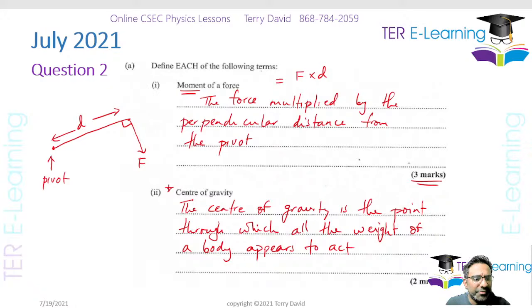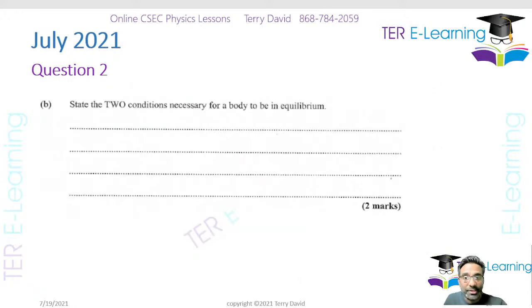Somebody is saying that in the first question, if they convert it to Newton meters, that's fine. They'll still give you the mark either way. So that's it, 5 marks, definitions. Not much I can tell you here. And I think I also did this question in the crash course as well.